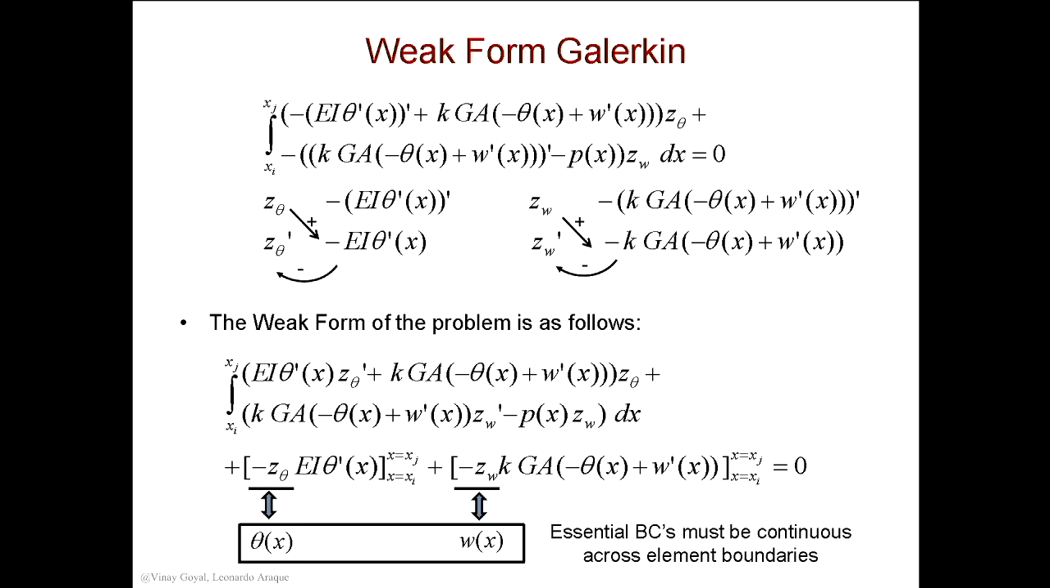Okay, so going back to this problem here, since the essential boundary conditions are theta and w for this problem, if they're specified, then if I were to develop an element, what must be continuous across element boundaries? Theta and w. I must have theta and w that are continuous across element boundaries as I go from one element to another. You understand what I'm talking about? We've covered this, okay? And so if I want to use weak form Galerkin to actually formulate the element, now I'm primed. I'm ready to go to do this.